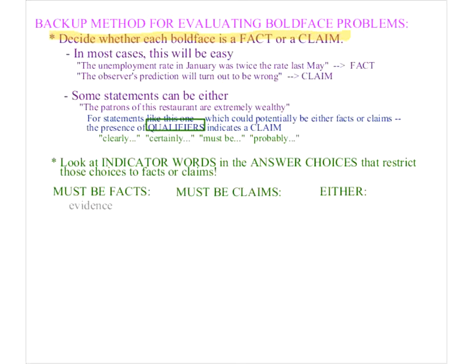I'm going to toss out some words in the text box. Give me an F if it has to be a fact, a C if it has to be a claim, or an E if it could be either one. Okay, I'll toss out some words for you. Circumstance. What do you guys think? You think a circumstance would have to be a fact, a claim, or either?